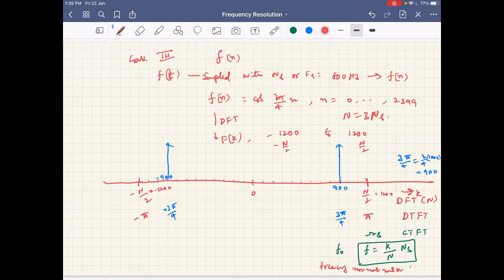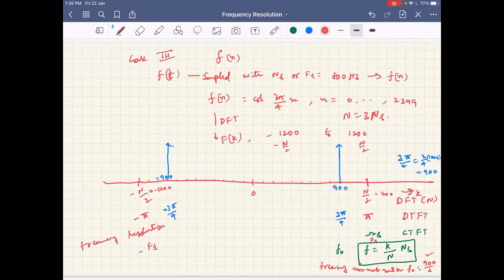In this case, f naught is equal to what? ns is 800, n is 3 times of it. So k by 3, so 900 by 3, which is equal to 300. You're able to see that f naught is valid now. So this is how it maps. Please note that this is minus fs and then this is fs.